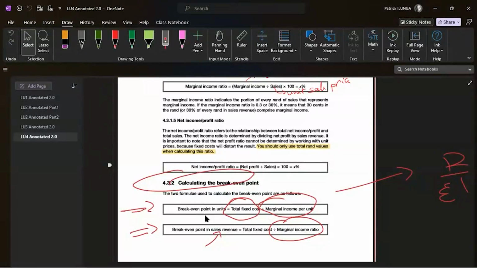What is the fixed cost? Things like your rent, your insurance. You see what I'm saying? Those things, they're not related to how many things you're going to sell, because these things must be covered, right? So that's why you take the total fixed cost. So don't only memorize the formula, understand the formula.